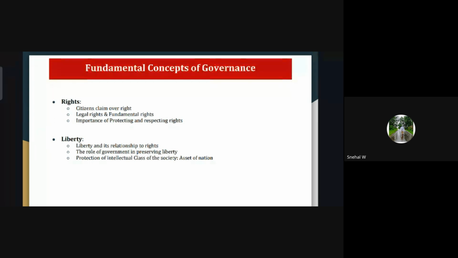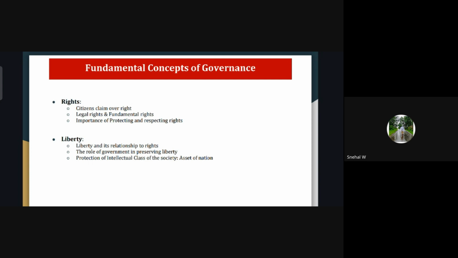And why are we saying this? Because they are contributing in nation building. Hence, we call them an asset of the nation. And if they are an asset, definitely it's our responsibility, the government's responsibility, to protect them.